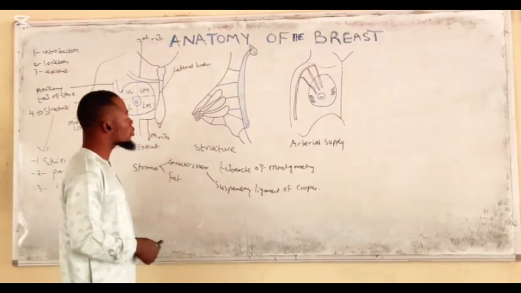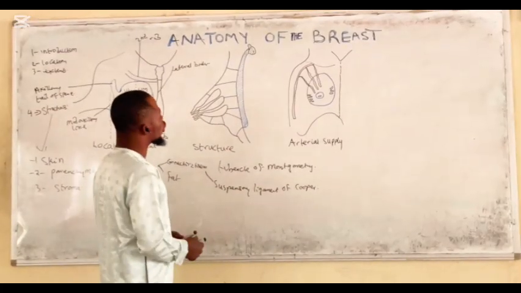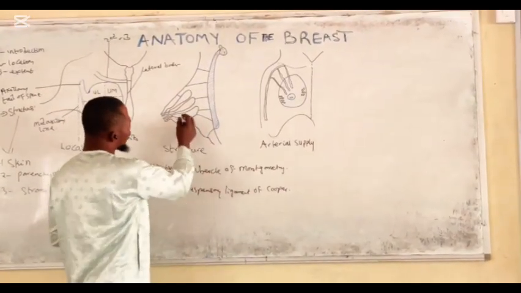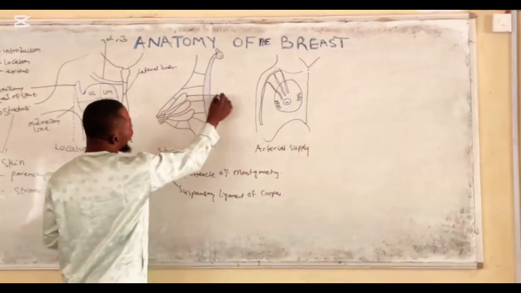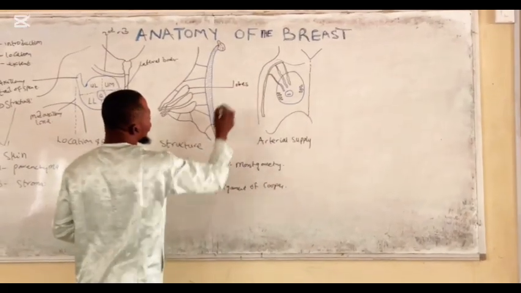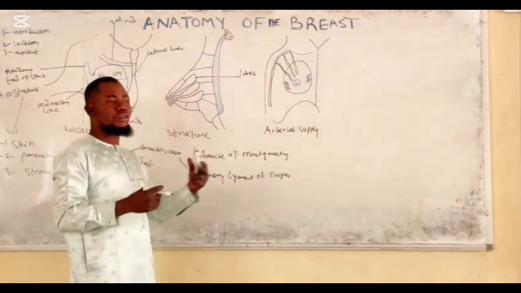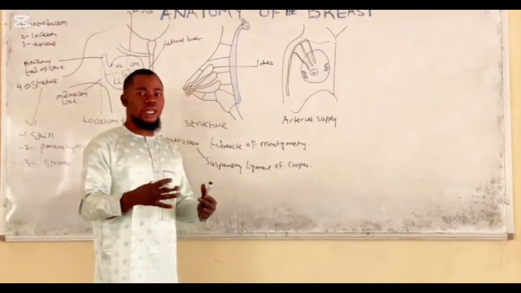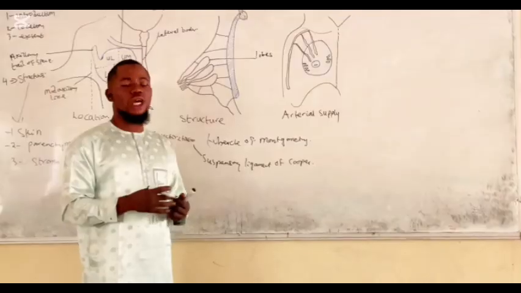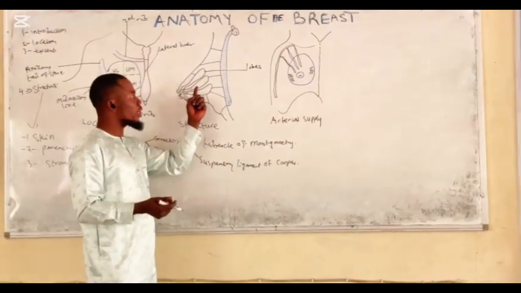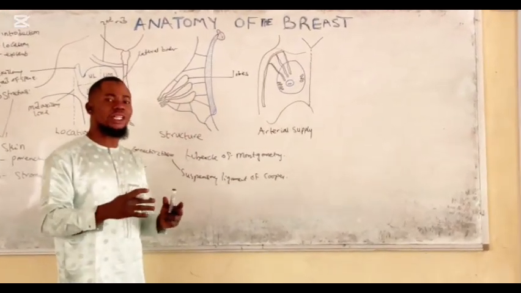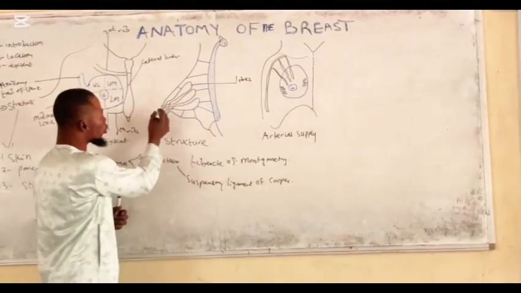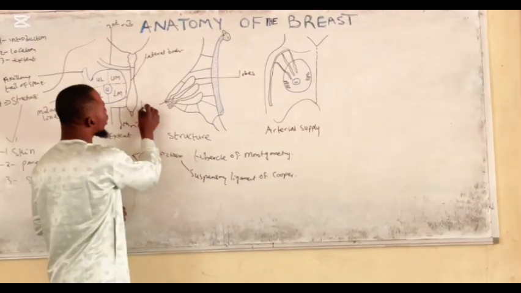Now this structure here will show us the various structures of the breast. From here, these are the lobes of the breast. We said each breast has about 15 to 20 lobes, and each of the lobes is made up of lobules, and each of the lobules is a cluster of acini cells. So these are the lobes, and these lobes are being drained by lactiferous ducts which converge towards the nipple. So these openings here are the lactiferous ducts.